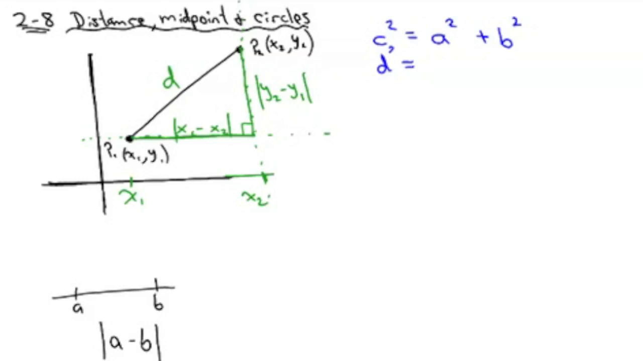Equals, oh, d squared, equals, what's a represented by? Minus x2 an absolute value, right? I'm going to flip it around anyways. So I'm going to write it as the absolute value of x2 minus x1 all squared plus, what's b? All squared. Yay!